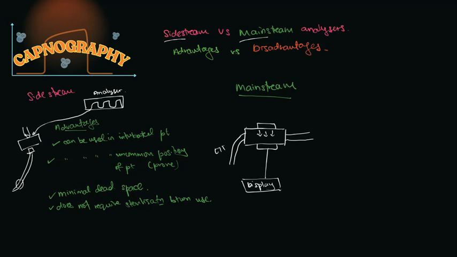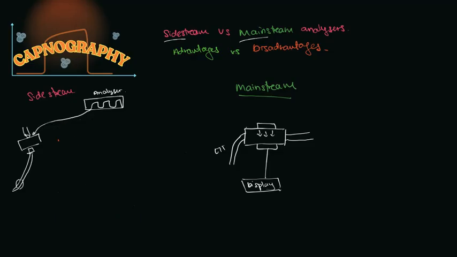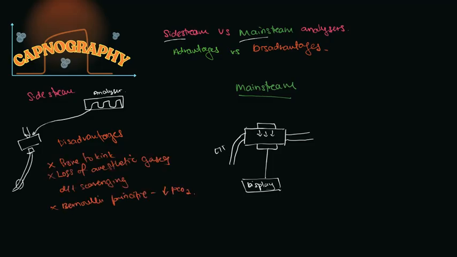Despite the long sampling tube, the dead space contributed compared to mainstream is less. And sidestream analysis does not require sterilization between use, so this is very convenient. So in sidestream analysis, there are some disadvantages. They are prone to kink. So when there's kinking, there is an interruption in the reading of our capnography.